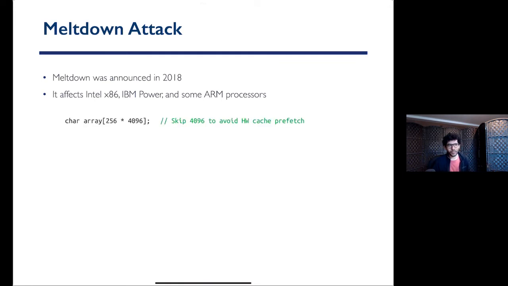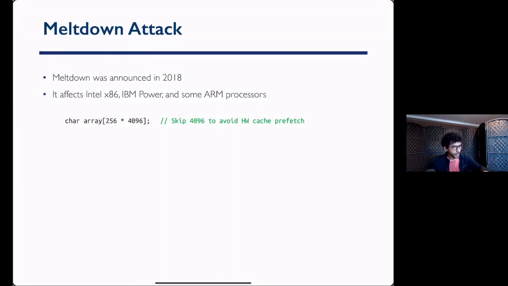Now, how does the Meltdown attack work? It's actually a very short piece of code, and it's based on the idea of speculative execution. Each character is 8 bits. So for each word in memory, there are 256 different options, right? For every option, I'm going to have one variable, one character here.